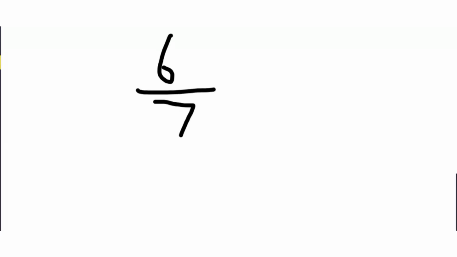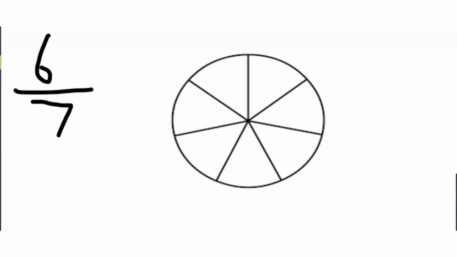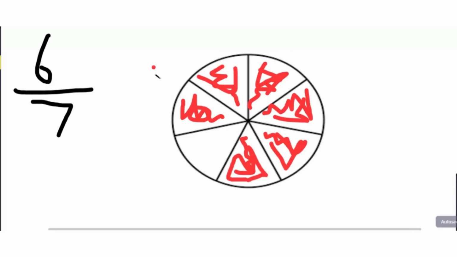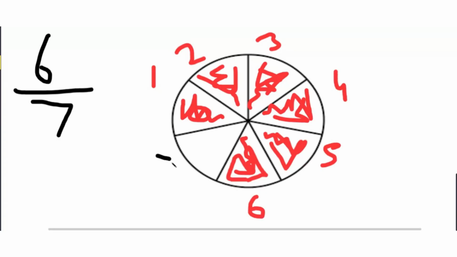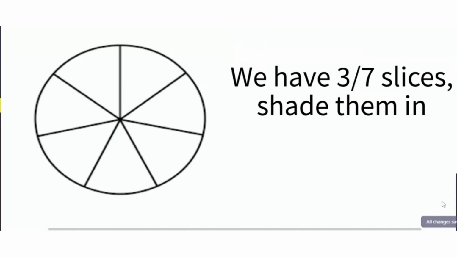Now let's take 6/7. We know what this means. This just means that we have 1, 2, 3, 4, 5, 6, 7. The red represents how many we have, which is also what this top number represents. And the 7 just means that there are 1, 2, 3, 4, 5, 6, 7 slices. That's all that means. Now let's solve a question.